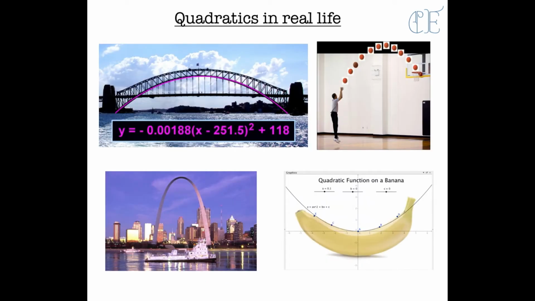However, today we're concentrating on quadratic equations, and here are some examples of quadratics in real life. So we have this bridge here that has this nice arc, that is a quadratic graph shape. This guy throwing the basketball into the basketball net, this archway here, and even the curve of a banana can be represented as a quadratic equation.